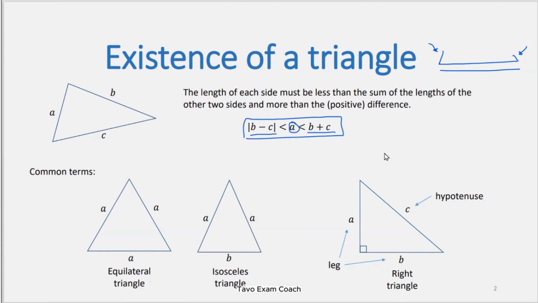So for example, if they tell me that the side of this triangle is 5 and this is 9, then it follows that A must be less than 9 plus 5 and greater than 9 minus 5. The range of values for this side A would be between 14 and 4.